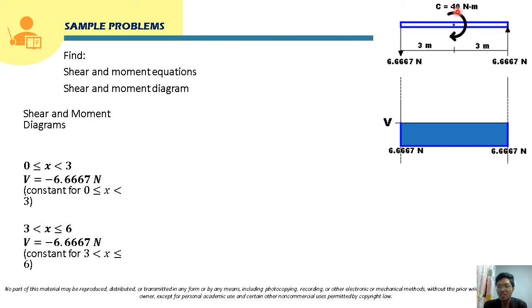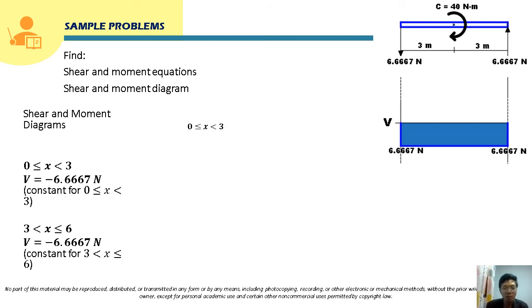Okay, in this case, class, our couple is clockwise. So the couple here is clockwise, so for each shear, it will really be negative. The shear will be negative. But if the couple here is counterclockwise, the shear will be positive. But in this case, class, we can now proceed to the moment diagram.